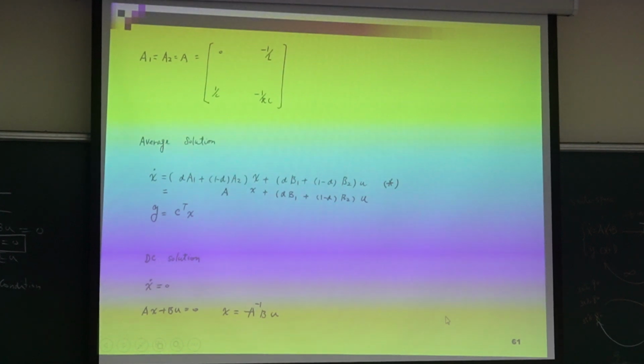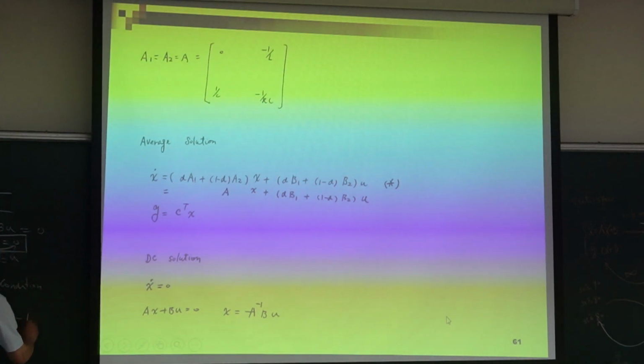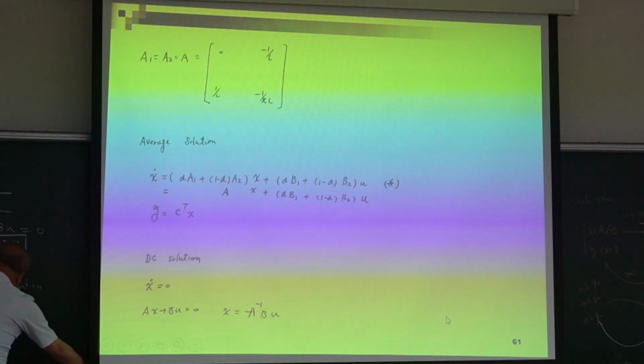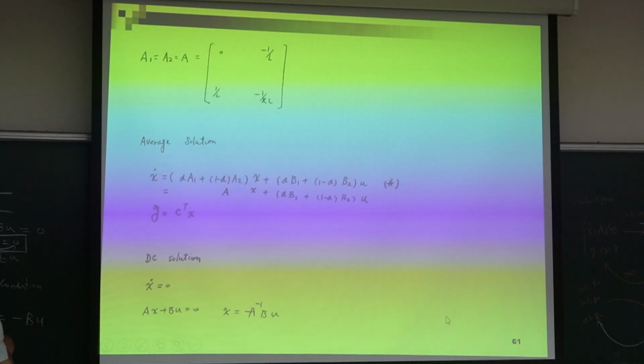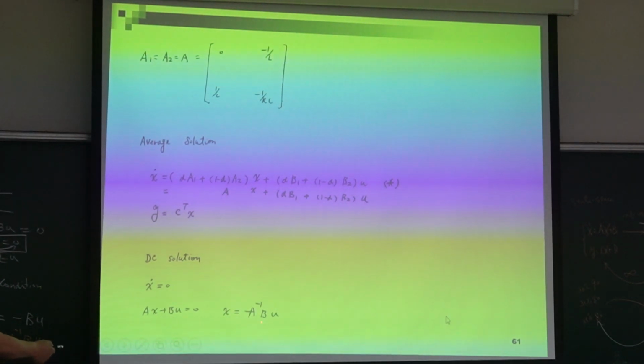So how about X? AX equals, we can move to here, minus BU. Then how about X? X equals A inverse times minus BU. So you can see here, right? So this is steady state, right?